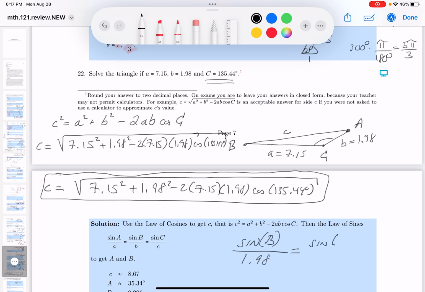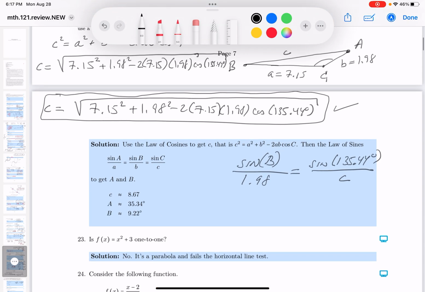I can write C down, right? It's 135.44 degrees over, I'm not going to rewrite the C. All I'm going to do is put the letter C down. Now, someone's right to do that. C is already in a box. I know what C is, but I've got to figure out B now.